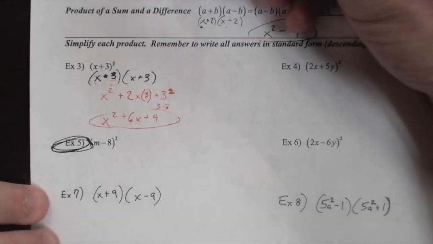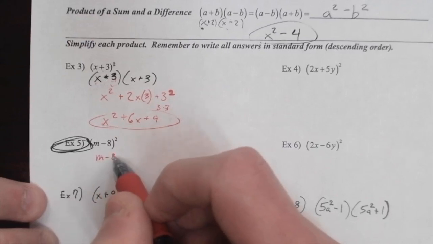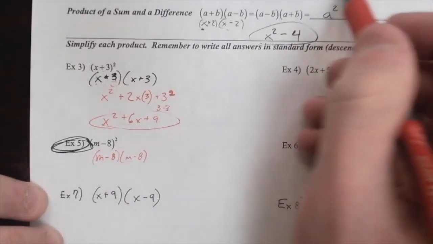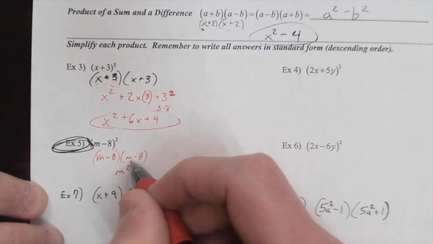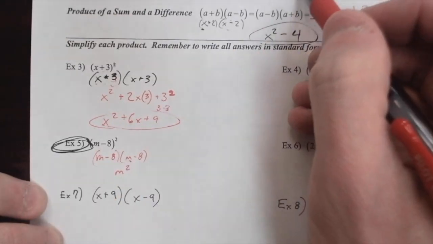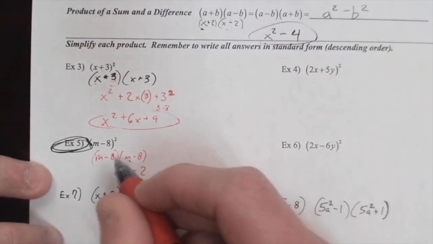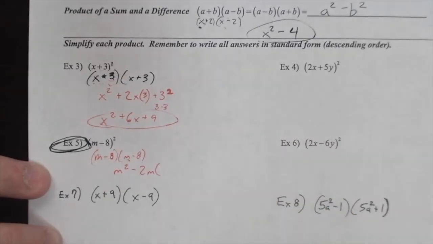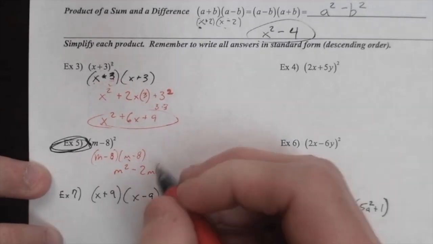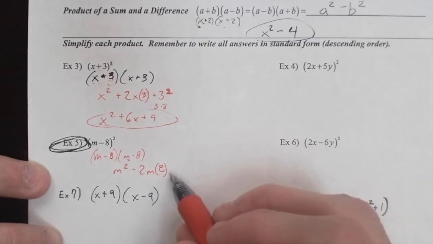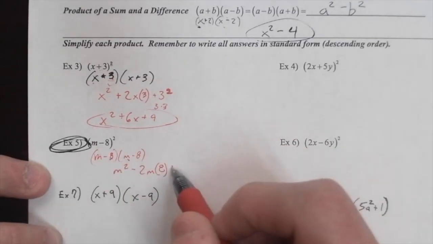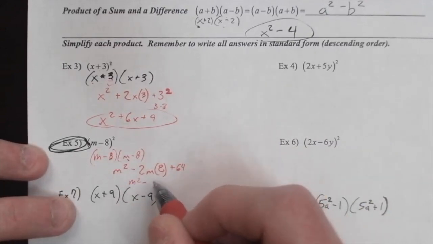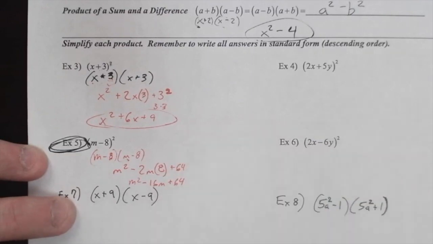Hopefully you saw it's a square of a difference, because it's (m minus 8) squared. You could do FOIL to this if you want, or we could use this. So a squared is m squared here, because m is our a, minus 2ab, so that's minus 2m times... Is it negative or positive there, you think? It's going to be positive, like that. And then negative 8 times negative 8 is positive 64. So we get m squared minus 2 times 8 is 16m plus 64.